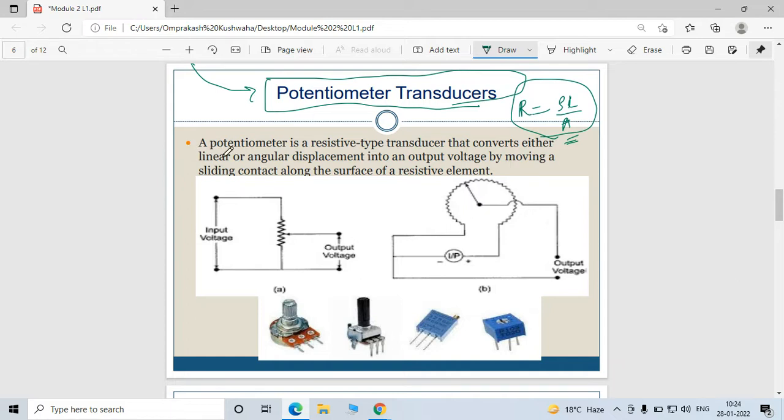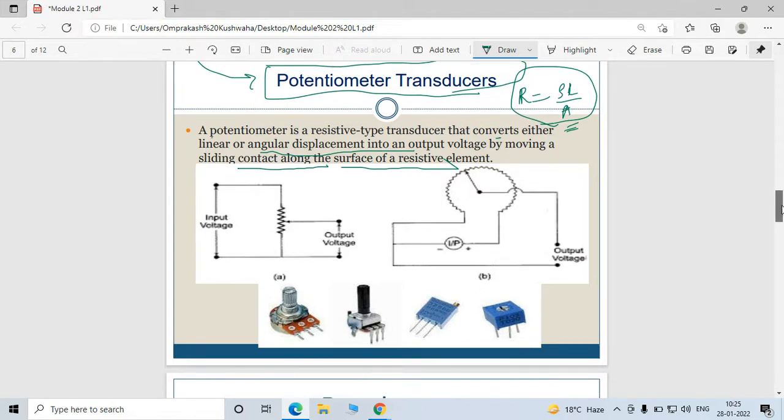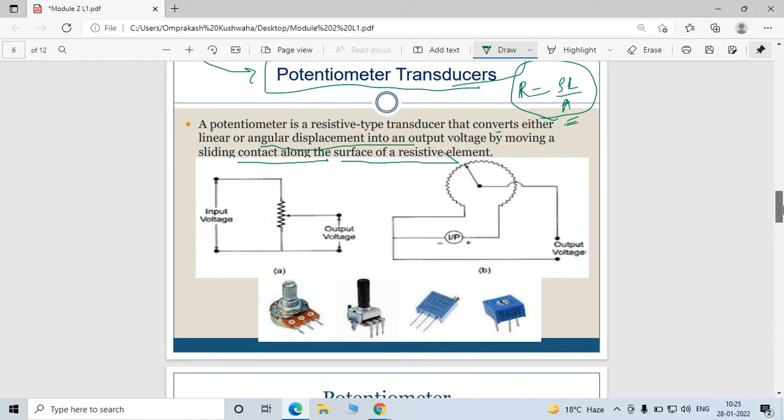First of all, see the definition of this potentiometer transducer, or you can say its working. A potentiometer is a resistive type of transducer that converts either linear or angular displacement into output voltage by moving a sliding contact over the surface of the resistive element. So this is the device by which you can measure the potential between two points, or the potential of a cell.